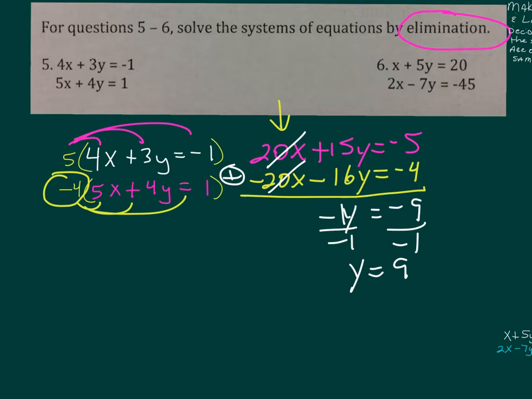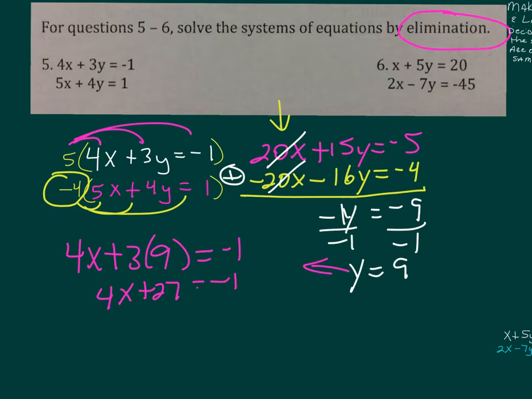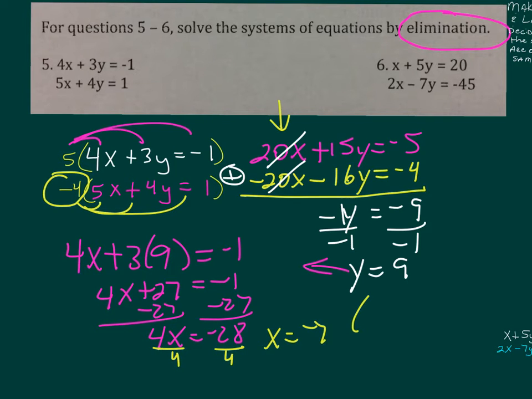Now, I don't care which equation you choose. Just choose one of them. I'm going to choose the top one. So 4x plus 3, I'm going to leave the parenthesis open for y because that's your 9 that you just solved right there. Equals negative 1. 3 times 9 is 27. So 4x plus 27 equals negative 1. I'm going to then subtract 27 on both sides, and I get 4 times something is equal to negative 28. Now, I'm going to divide both sides by 4, and I know that x is equal to negative 7, and therefore my solution is negative 7, positive 9.